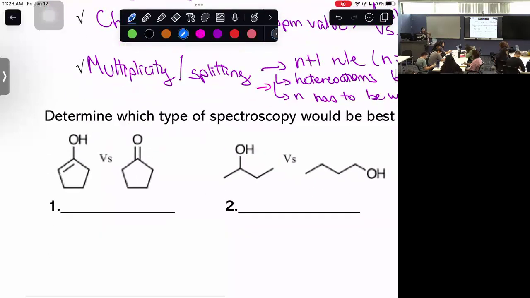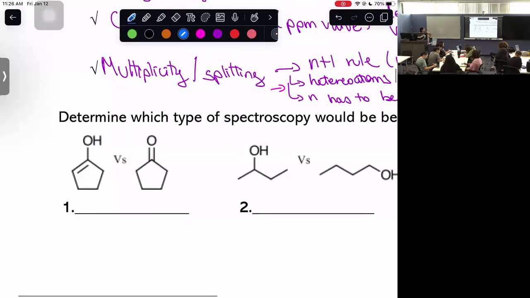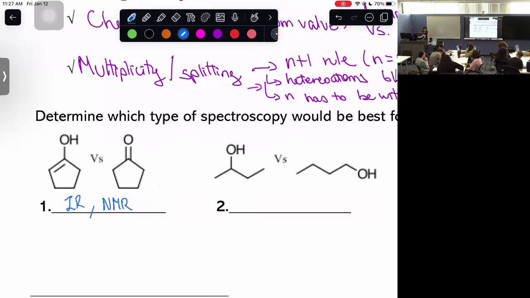Now, at this point, we know the difference between NMR and IR. We know which one could be more helpful and why. Now, we're going to compare each of those pairs of molecules, and you're going to tell me which spectrometer would be better: NMR, IR, or maybe both. What about the very first example? Could I use IR to differentiate them? Yes. Could I use NMR? Yes. NMR as well. In this case, both are equally correct.